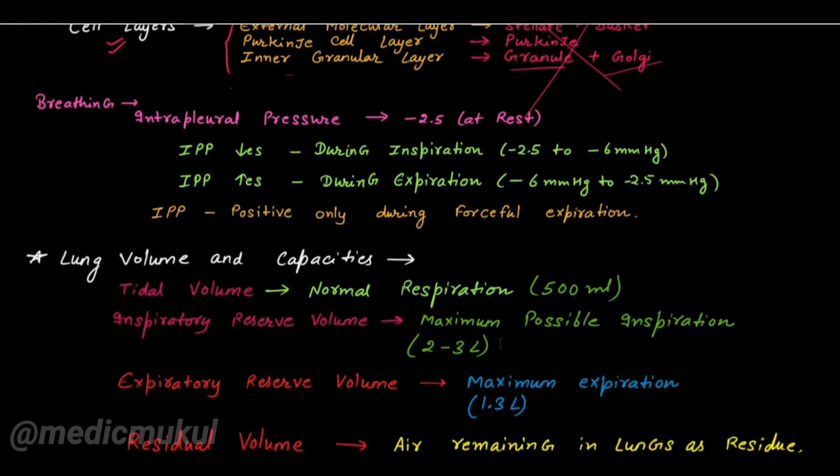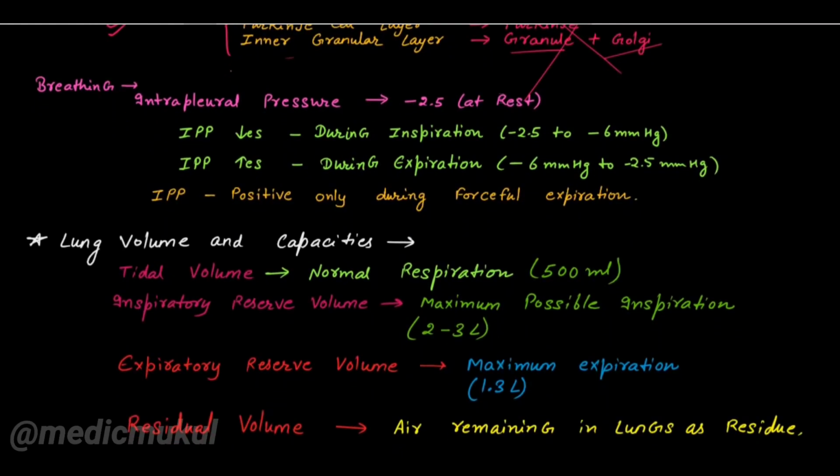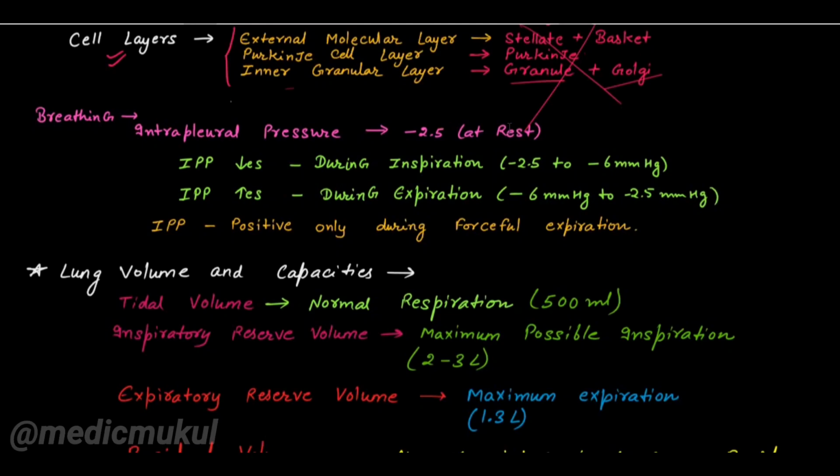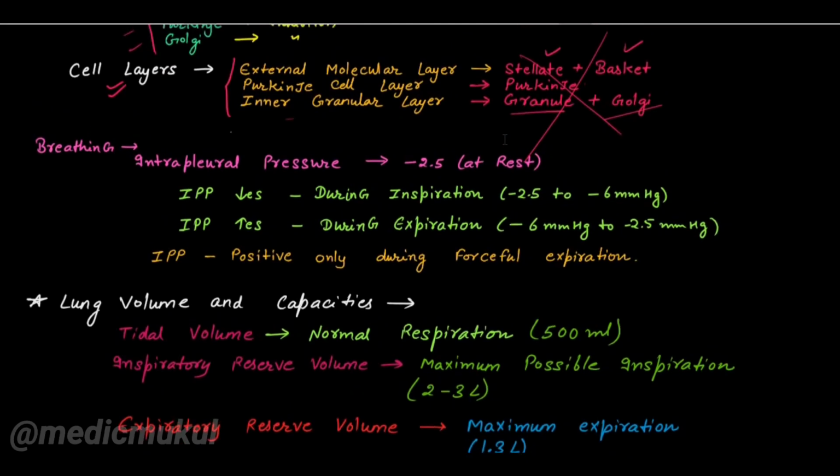Then the breathing. So this question has already been asked lots of times. So remember the 3 things here. If intrapleural pressure is studied at rest, that is minus 2.5 mmHg. Then during the inspiration, intrapleural pressure will decrease, so it will go from minus 2.5 to minus 6 mmHg. During the expiration, it comes again to rest.